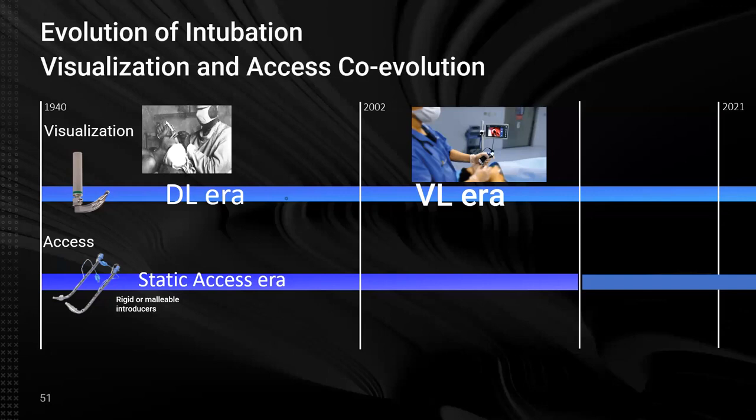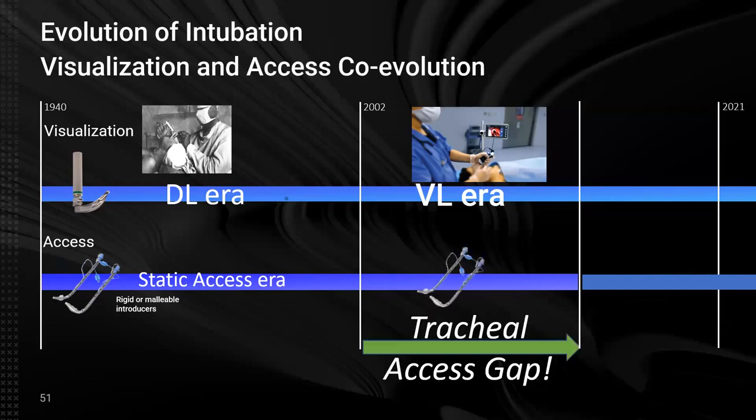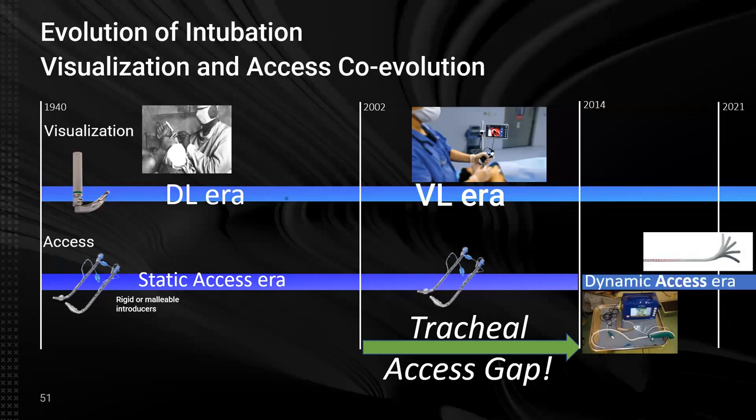So again, back to our coevolution table, static access, tracheal access gap. That's where we are on rescue intubations now. We do have some studies with combined technique and anticipated airways and combined technique for rescue intubations, and we'll go into those now.